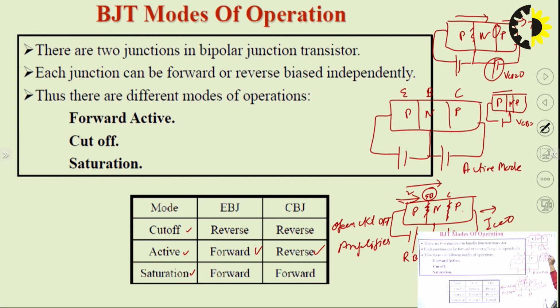the majority charge carriers will flow into the base, and they are also able to cross this collector base junction and will be able to collect in the collector. So at VCB equal to 0, we are getting the maximum IC. This situation, when VCB is 0 and we are getting the maximum current, is the saturation region.